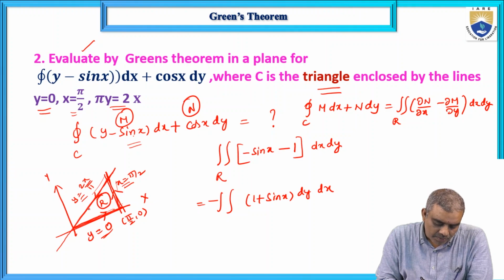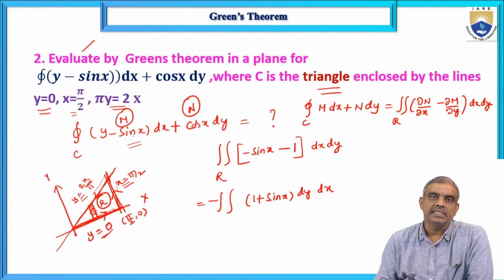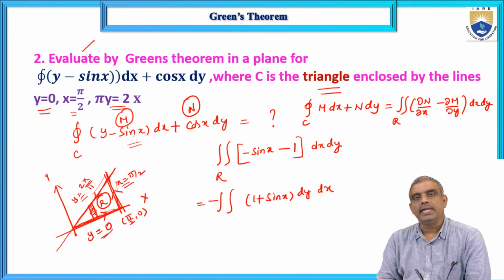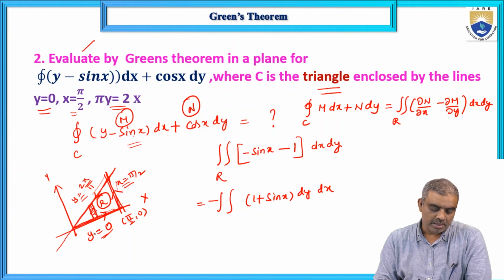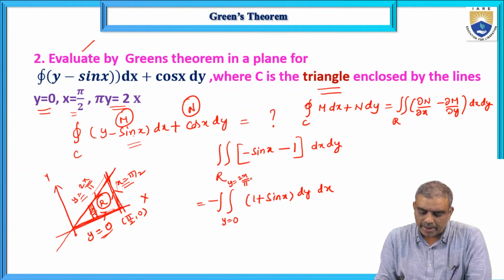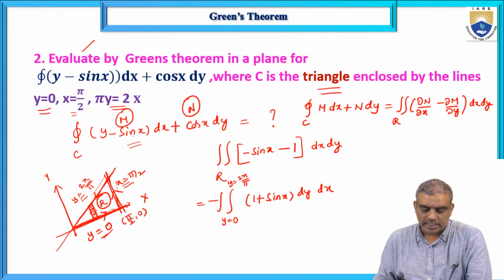So what is the y limit? We have to consider a strip inside the region. To find the limits of integration, we should consider the strip either parallel to the y-axis or parallel to the x-axis. If we take it parallel to the y-axis, the y limit will be a variable limit. If we take it parallel to the x-axis, then the x limit will be the variable limit. So here y goes from 0 to y equal to 2x by pi. The lower edge of the strip is on the x-axis, that is y equals 0. The upper edge of the strip is on the line y equal to 2x by pi.